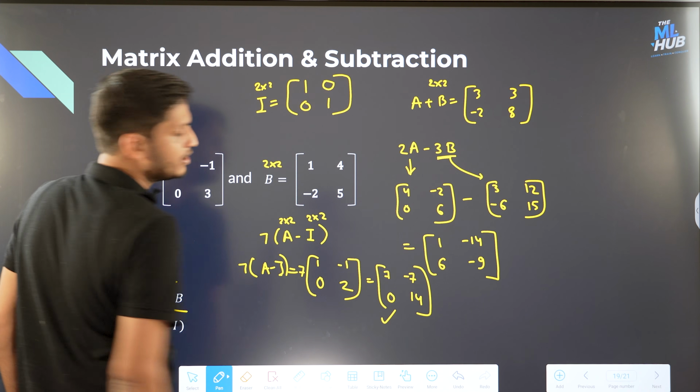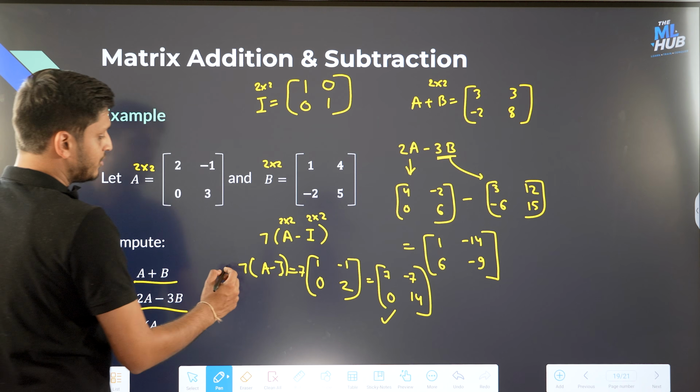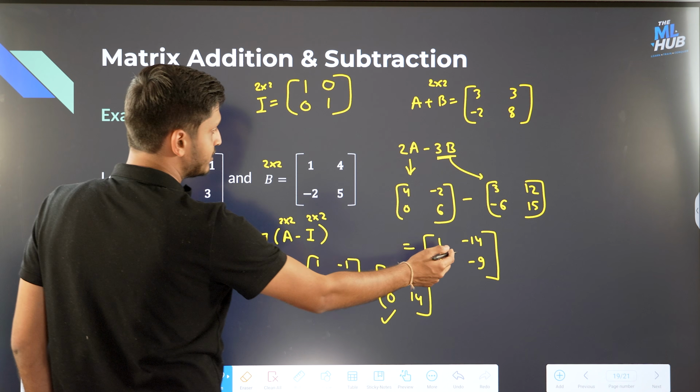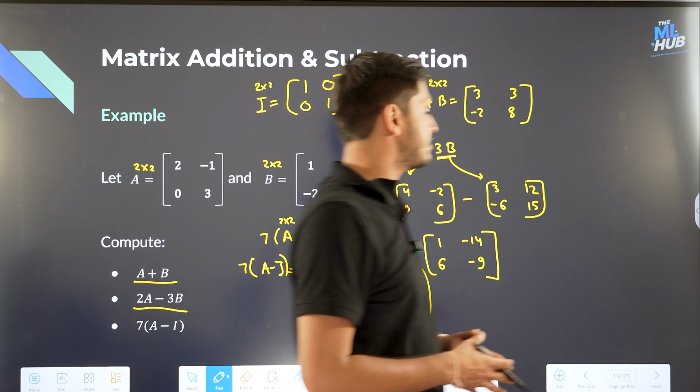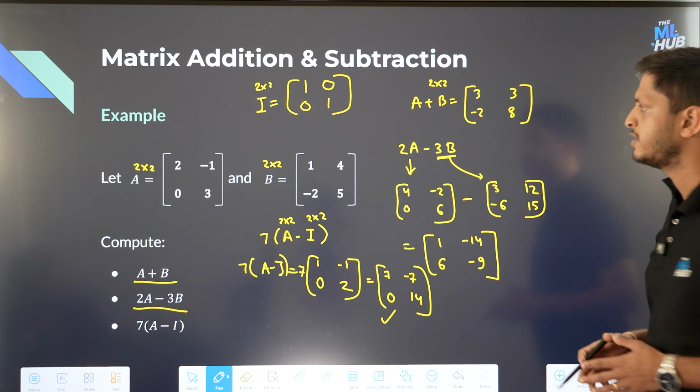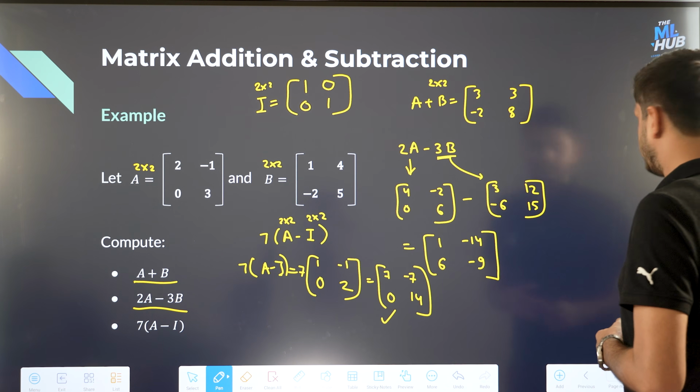So the final answer is also a 2 cross 2 matrix. This is the answer of the third part, this is the answer of the second part, and this is the answer of the first part. Okay, this is how we solved all 3 parts in this problem. Cool. Let's move to the next question.